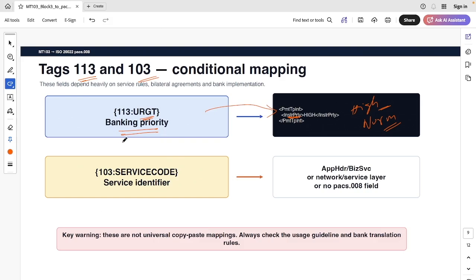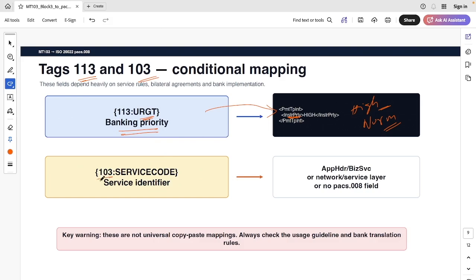However, this is also not a universal copy-paste rule. Nowhere is it defined. The source value may be a proprietary or bilateral code as well, and the translation engine must interpret that value before mapping it to ISO 20022 format. In some conditions, field 113 may be handled as a network level priority rather than populated inside the pacs.008 format.